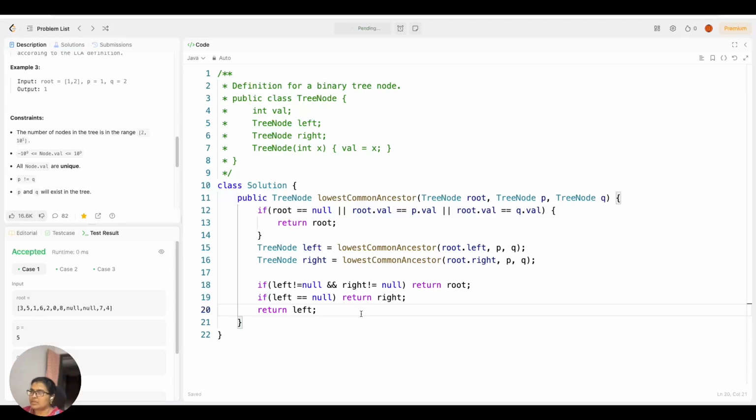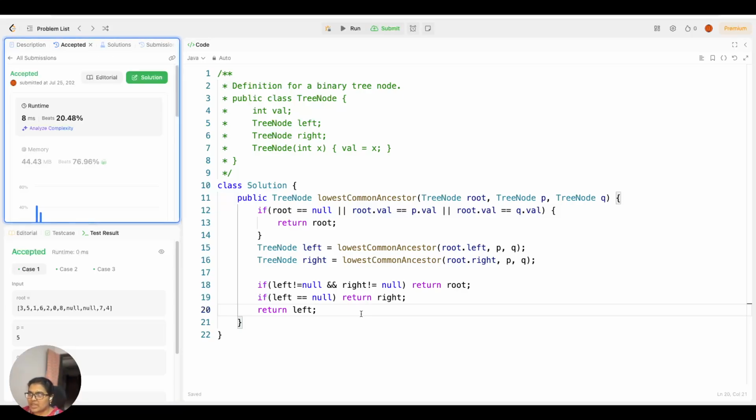Yeah. So what we are saying is first checking whether the node we are at is either P or Q. If it is that, we return that. Otherwise, we look in the left side, we look in the right side. If we found it both in left and right, then our current root is the lowest common ancestor. If we found it only in right, then we return right. If we found it only in left, then we return left. If we didn't find it either in left or right, we return null. Okay, that is a simple case.